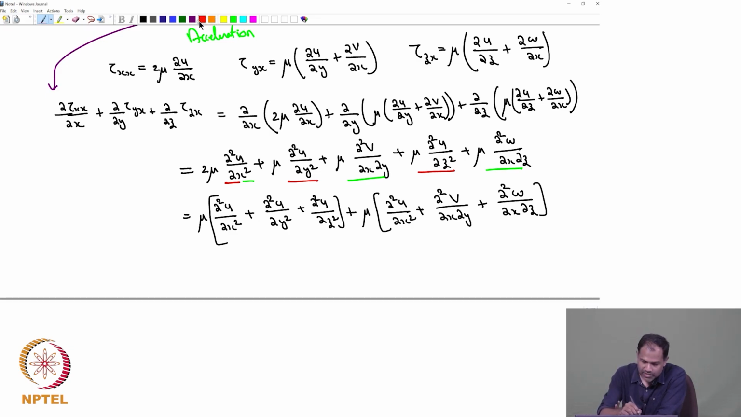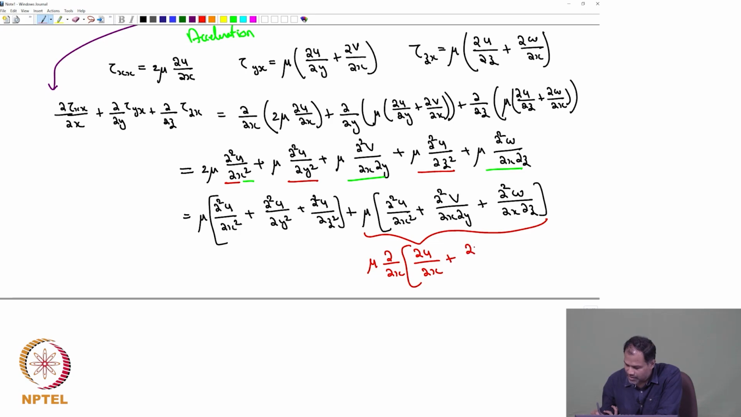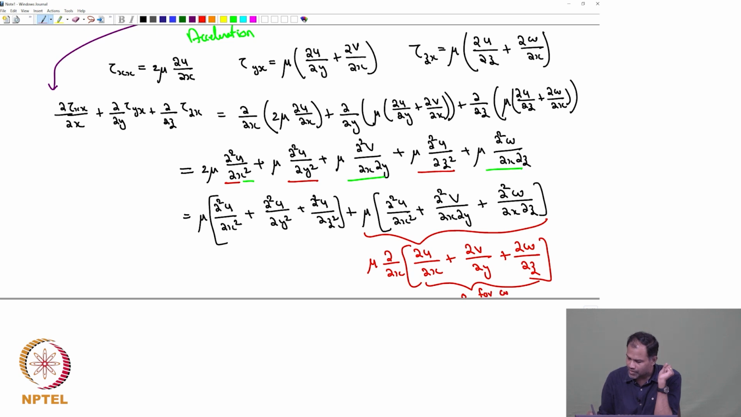Now this quantity I can write as μ times ∂/∂x of (∂u/∂x plus ∂v/∂y plus ∂w/∂z). But if you think about the equation of continuity for the incompressible fluid, this quantity is 0, right. So this entire expression is 0 for an incompressible fluid. That is what we had derived, incompressible fluid. So that means it is not there.